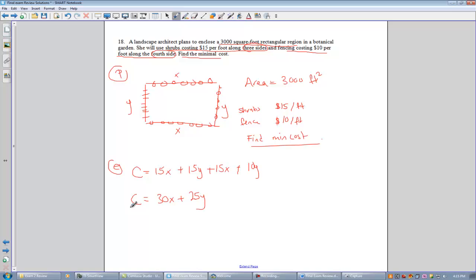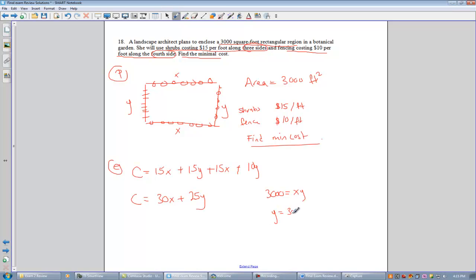And so what I'd like to do is take the derivative of this and set it equal to 0 and solve for x. But I can't do that because I don't have just x here. I actually have x and y. So I have to get rid of y somehow, and that's where this 3,000 comes in. So I know the area is 3,000, which is x times y. And so I can solve this for y.